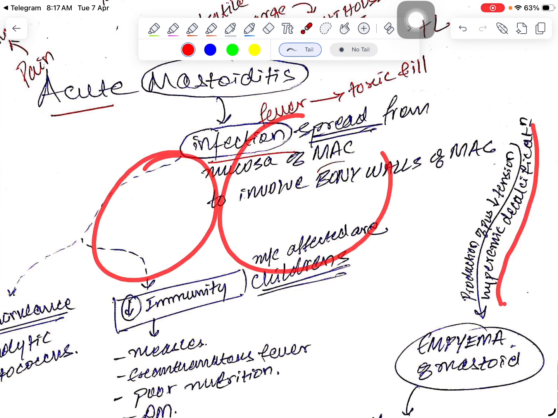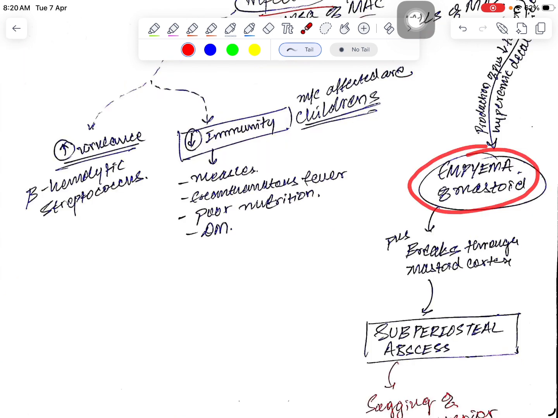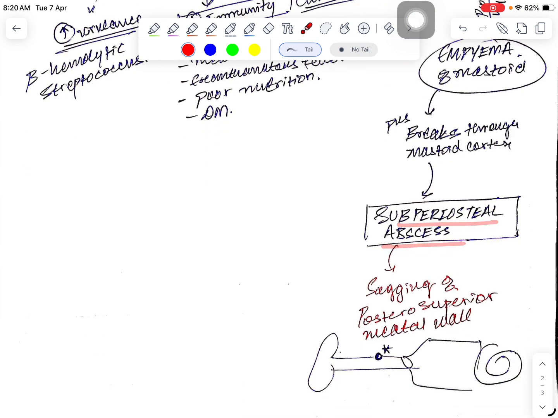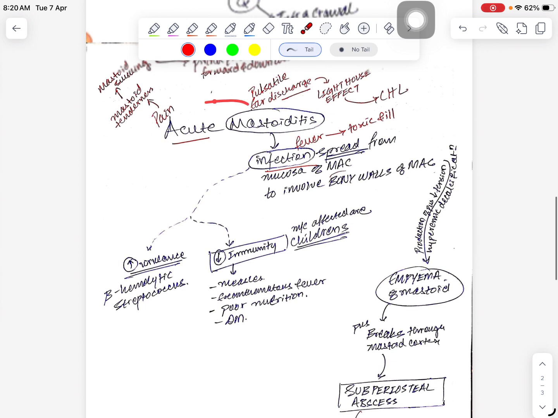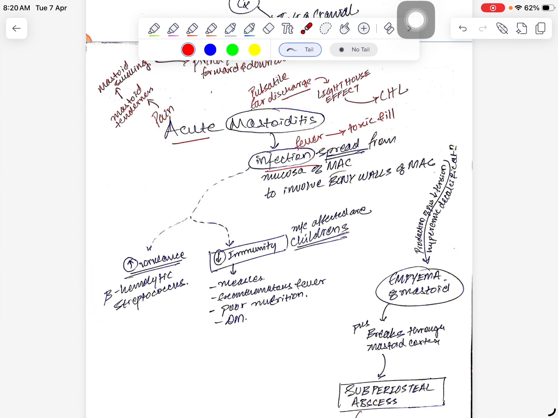Suppose this is our mastoid air cells, as we have discussed. There is an infection spreading, this is the pus, spreading to the mucosa and then eroding the bony wall. So the production of pus under tension and hyperemic decalcification can happen in the mastoid. The pus breaks through the mastoid cortex and erodes, and a subperiosteal abscess forms. This is the whole pathogenesis of acute mastoiditis. Now we have discussed only the blue ink part. Now let's go to the red ink part.